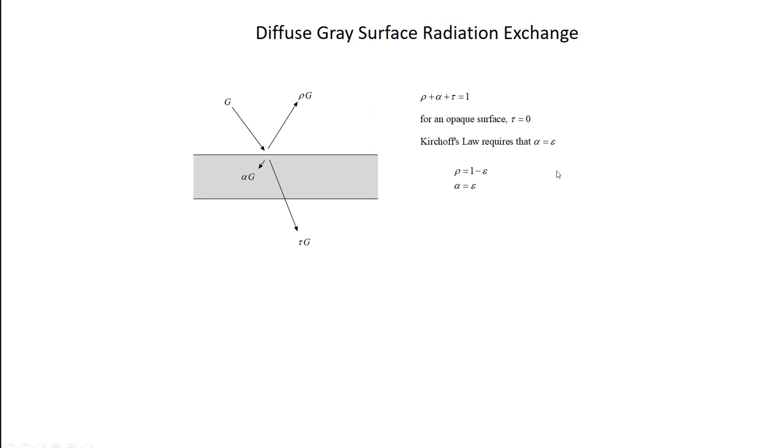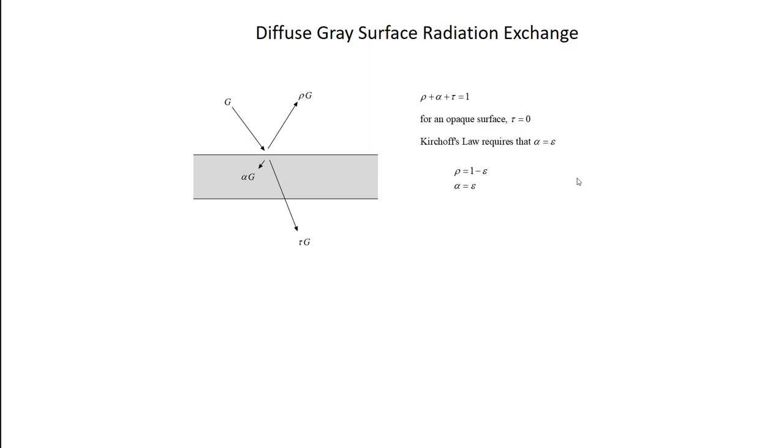Basically then, if we get rid of transmittivity, we have three surface properties that we need. We need absorptivity, reflectivity, and emissivity. But we have these two relationships between them, right? This one is basically just saying we have an opaque surface, and this one below it is saying that Kirchhoff's law is valid. So what that means is that if I give you any one of these three properties, the other two you can calculate.